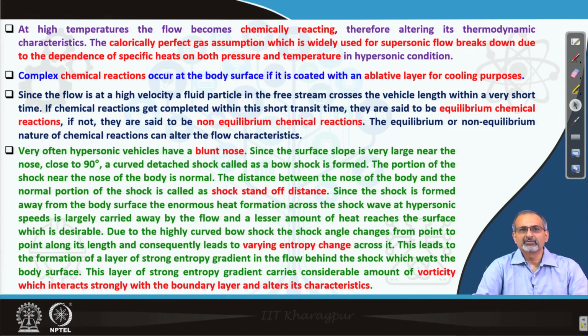Due to the highly curved bow shock, the shock angle changes from point to point along its locus and consequently leads to varying entropy change across it. Because we know the entropy change across a shock wave depends on its strength. A curved shock basically has varying strength along its locus. This leads to the formation of a layer of strong entropy gradient in the flow behind the shock, which wets the body surface. This layer of strong entropy gradient carries considerable amount of vorticity, which interacts strongly with the boundary layer characteristics.